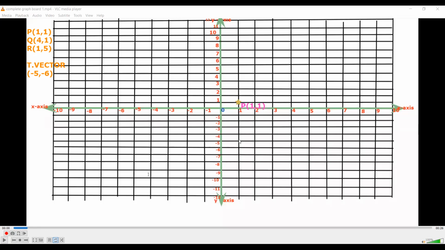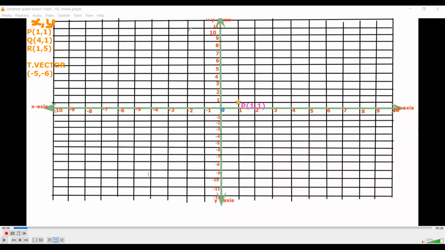Okay, good. Then point Q here is also formed by +4 of the x and then +1 of the y. So the coordinate is always the x and y coordinate. Let me write it here. We have the x and y. Okay, x and y coordinate.